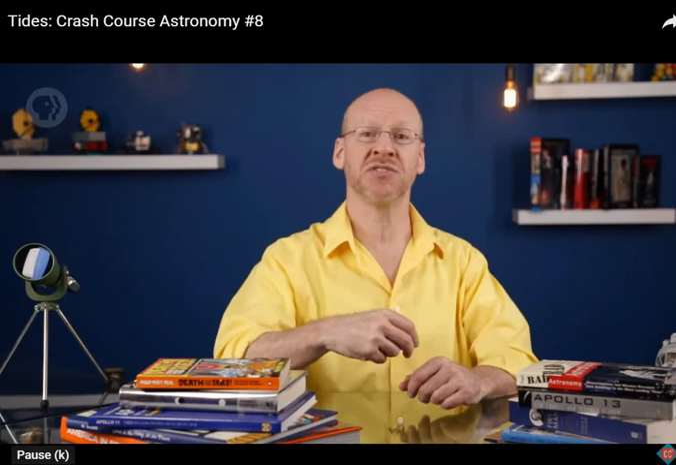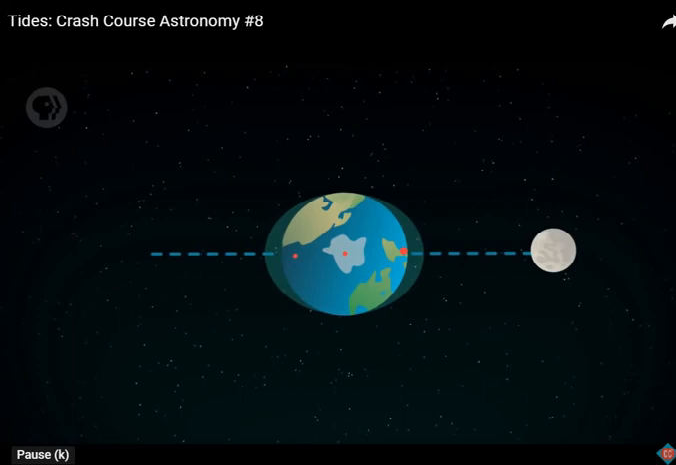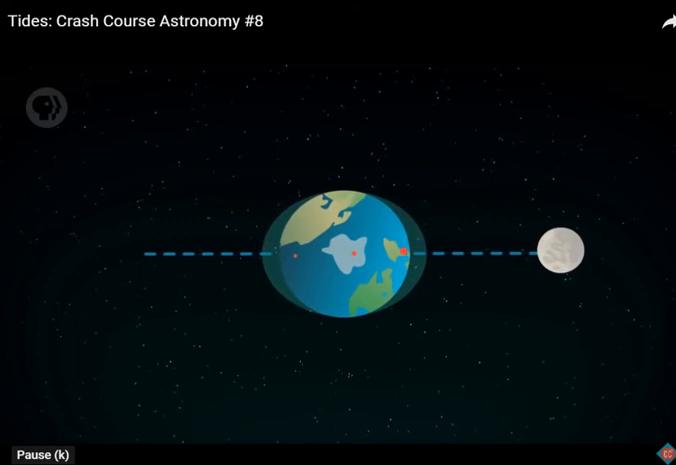You might expect only one bulge on the side of the Earth facing the moon. But remember, we measure gravity from the centers of objects. The side of the Earth facing the moon feels a stronger pull toward the moon than the Earth's center, so it's pulled away from the center. But the side facing away from the moon feels a weaker force toward the moon than the Earth's center. This means the center of the Earth is being pulled away from the far side. This is exactly the same as if the far side is being pulled away from the center, and that's why you get two bulges on opposite sides of the Earth.